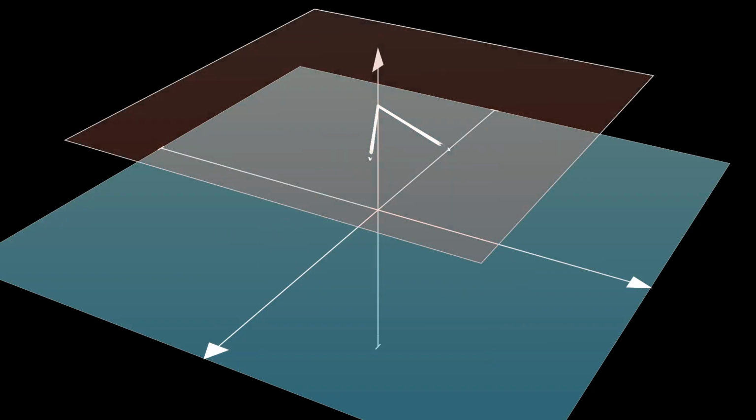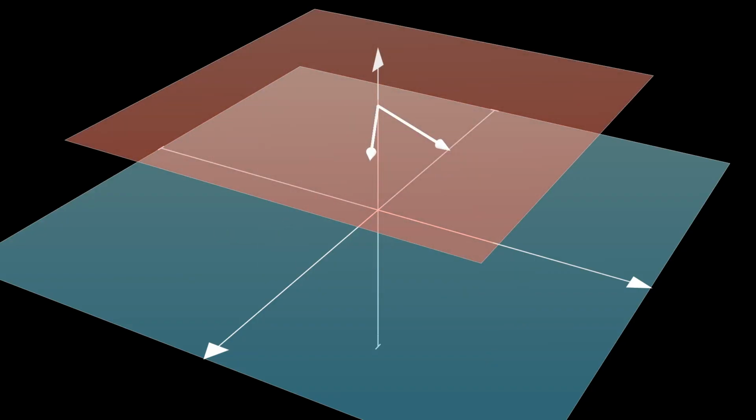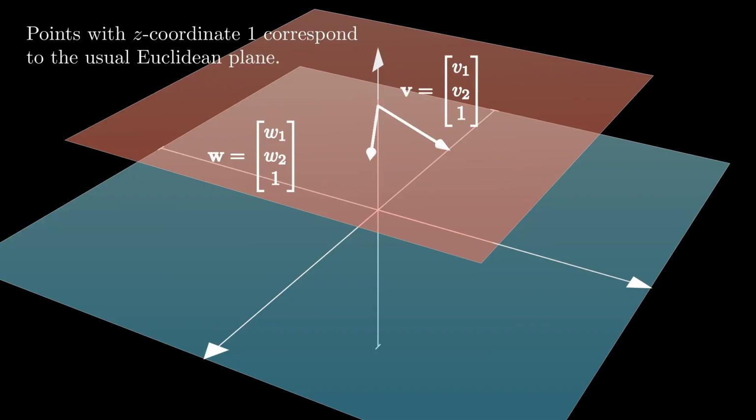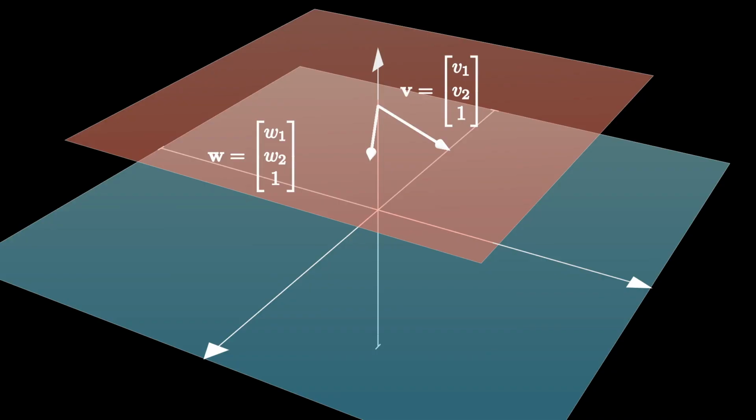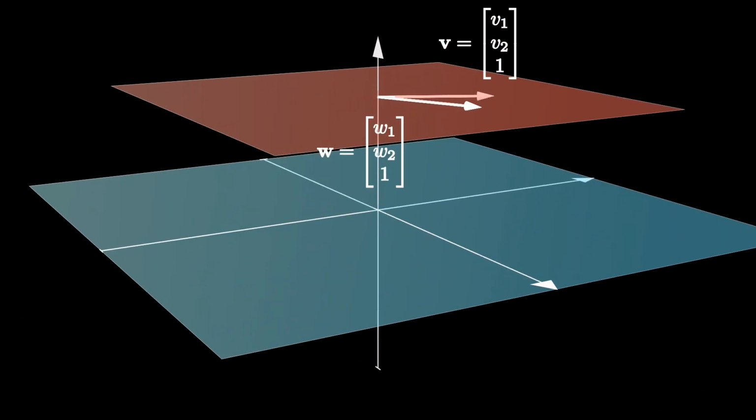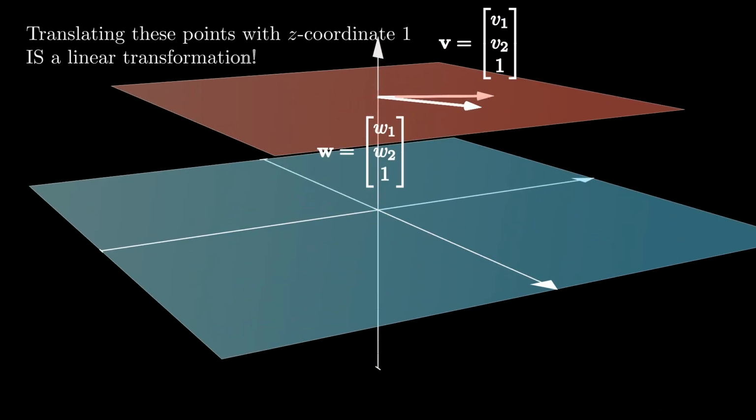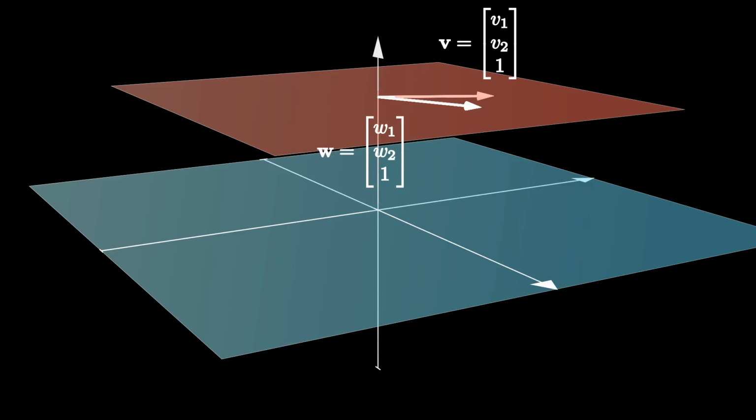The vectors with z-coordinate 1 in the real projective plane are what we'll use to correspond to our vectors in the Euclidean plane. The goal is to find a matrix that we can multiply by v and get v plus w with z-coordinate 1. These homogeneous coordinates provide us with extra freedom for constructing a matrix to do the translation job in the plane defined by the equation z equals 1.